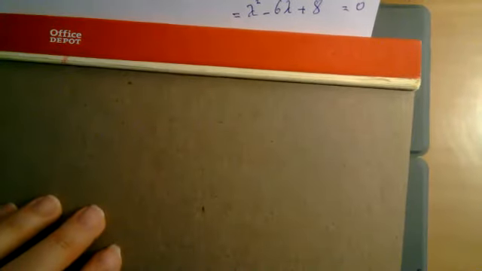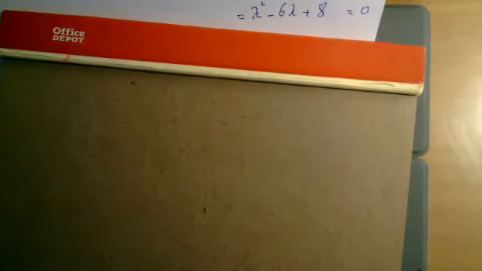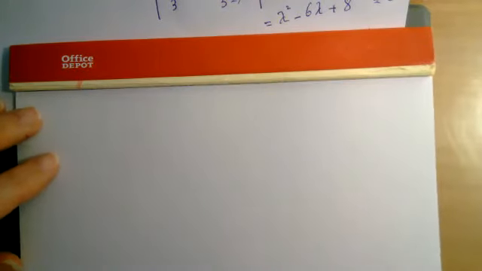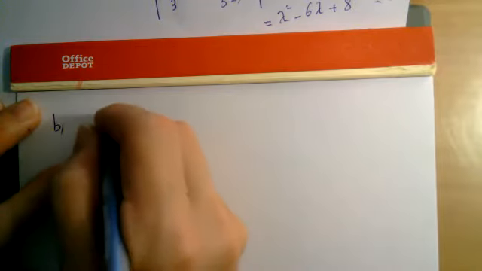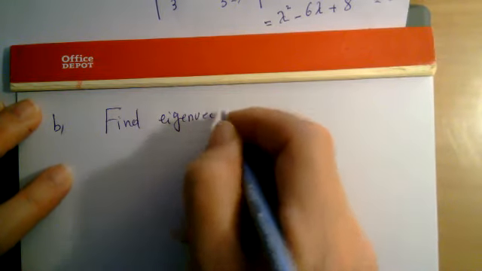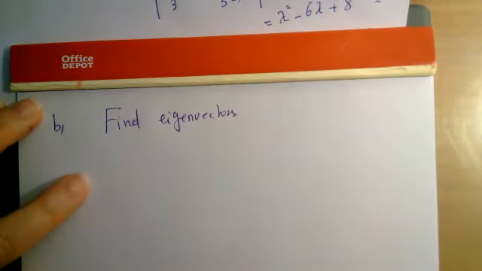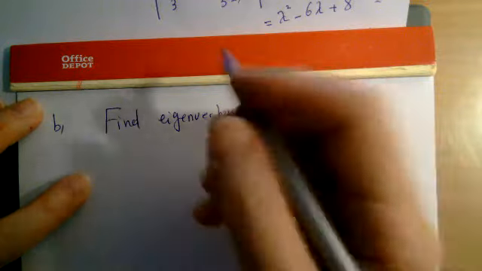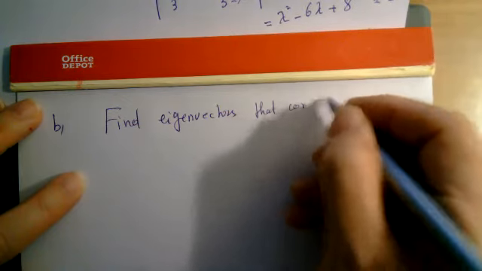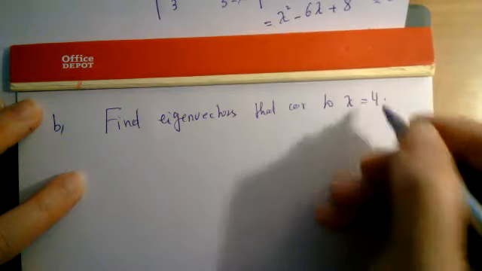So now I have to keep this in front of me and pick up another paper. All right. So we will do that. Question number B is to find all the eigenvectors. We should not confuse vectors with values. Eigenvalues are scalars, eigenvectors are vectors. Find all the eigenvectors that correspond to the first value, lambda equal to 4.